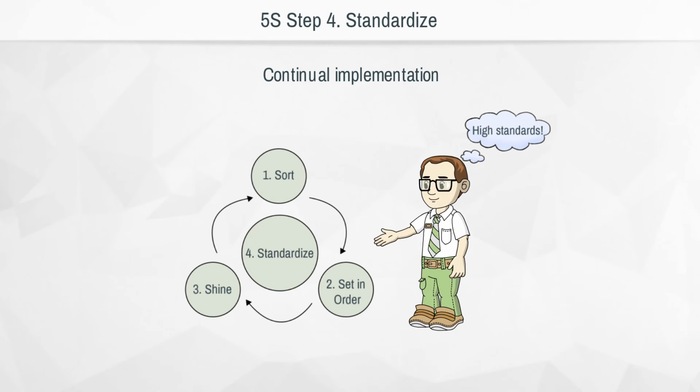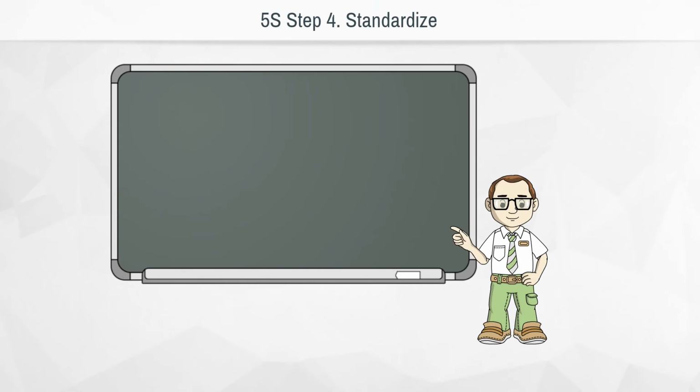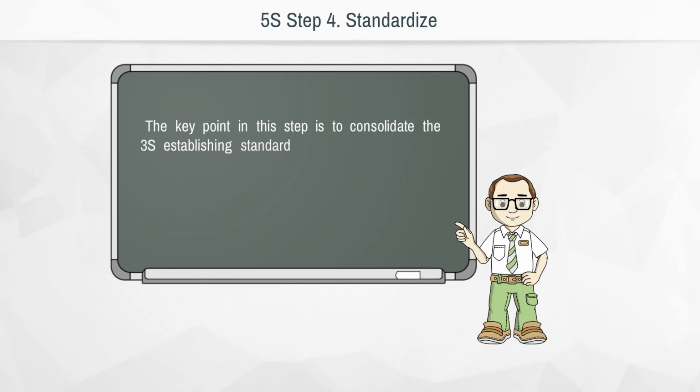Step 4 concentrates on standardizing best practices. The plan must include the creation of procedures and simple daily checklists, which are to be visibly displayed at every workplace. The key point in this step is to consolidate the 3S establishing standard procedures.